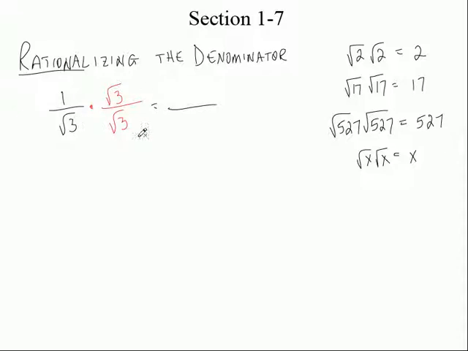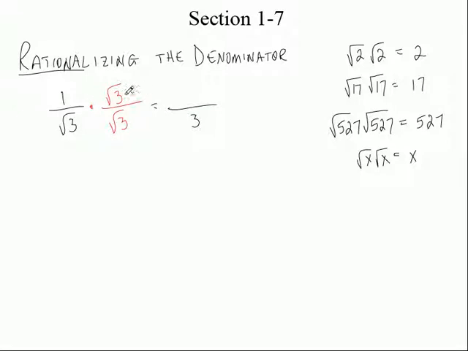But why did I do that? What was the purpose in that? Well, the purpose in that was to get rid of the square root on the bottom, right? So what's the square root of 3 times the square root of 3? I did all this for a reason. What's the square root of 3 times the square root of 3? It's just plain old 3.